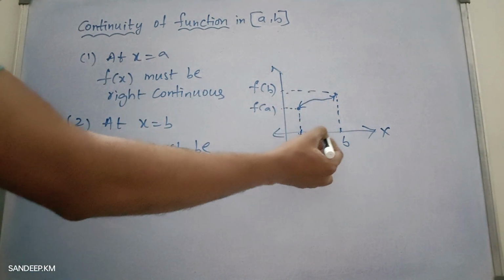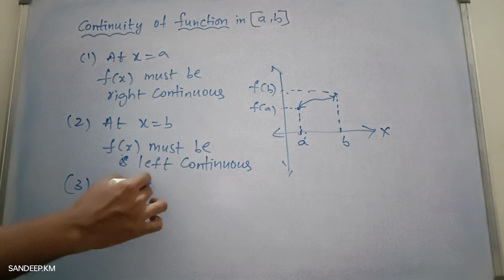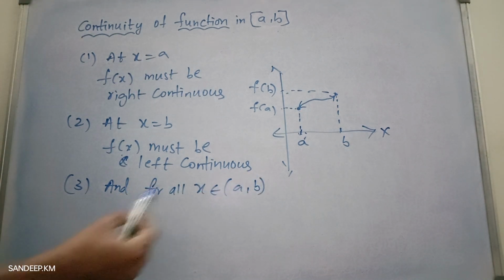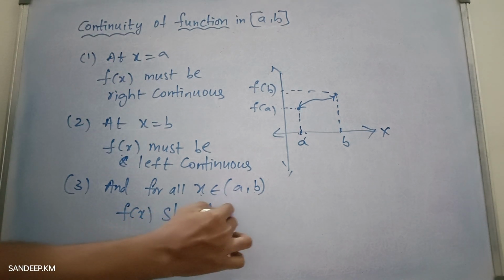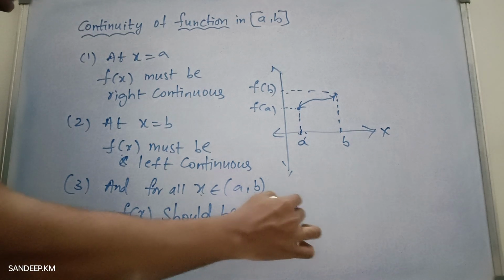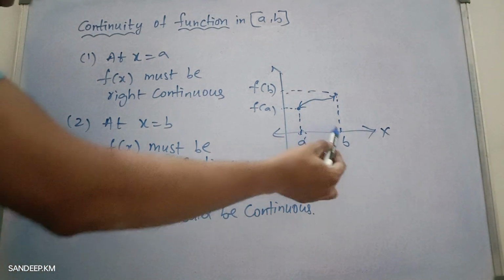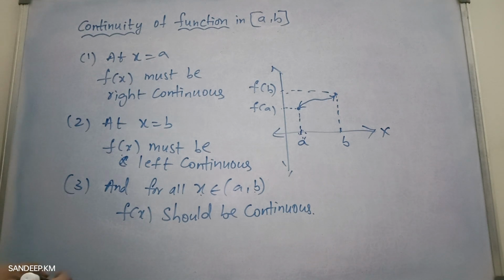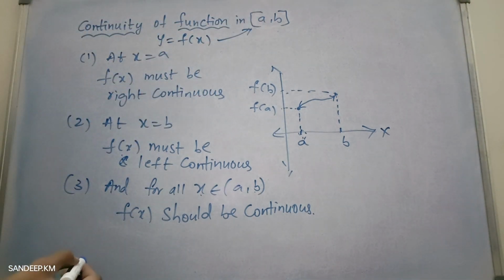And for all the inputs between a and b, it should be continuous. Number 3, for all x belonging to the open interval a comma b, f of x should be continuous. Between a and b it should be continuous, at a it should be right continuous, and at b it should be left continuous. If these three conditions are satisfied, then we say that the function y is equal to f of x is continuous in this closed interval a comma b.